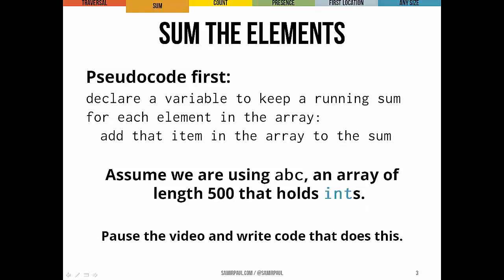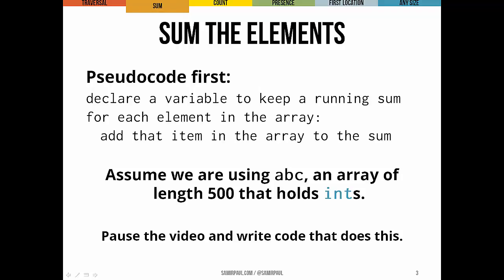So let's take a look at some examples of looping through an array. In this case, we'll keep on using that same array that we initialized in the prior lecture videos, this array ABC that holds 500 int values, just as our toy example. So suppose we wanted to sum all the elements of an array. Each time through, the loop adds a different element to this running sum. Okay, so in the first iteration, we add ABC sub 0, and so on.